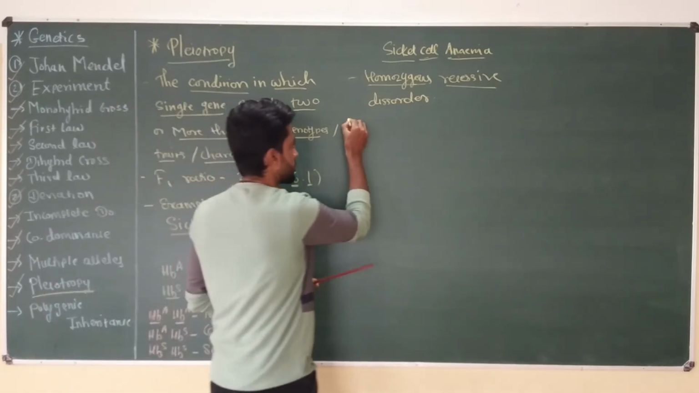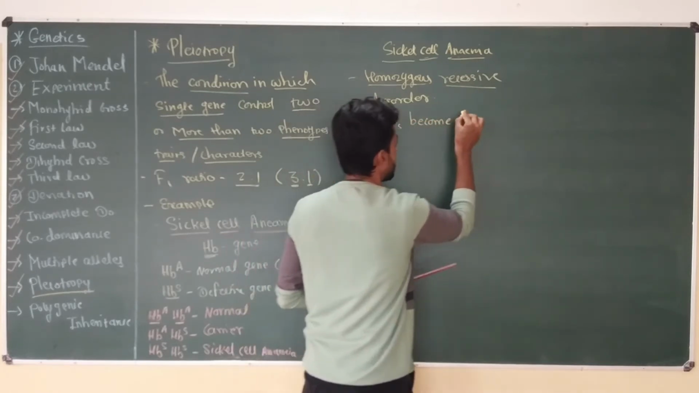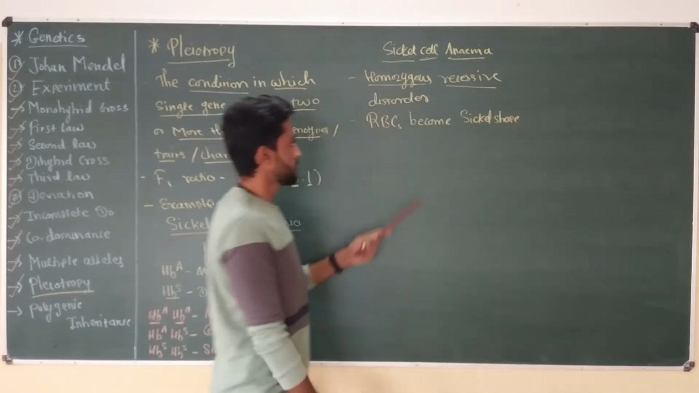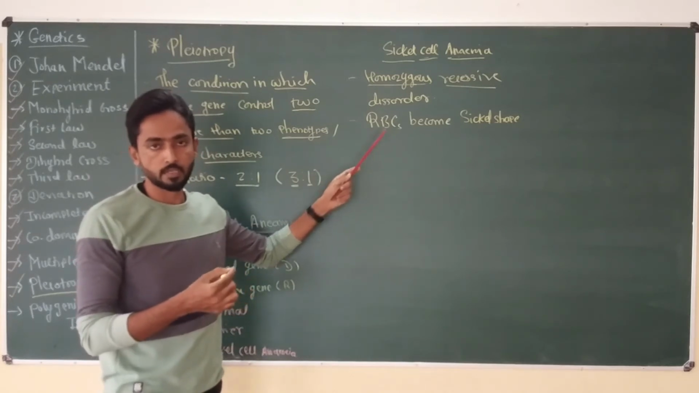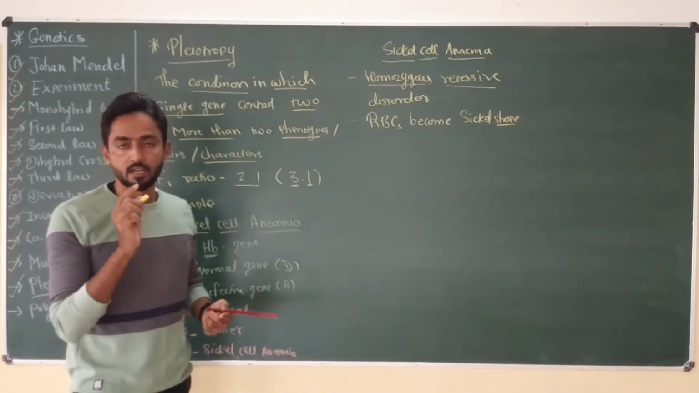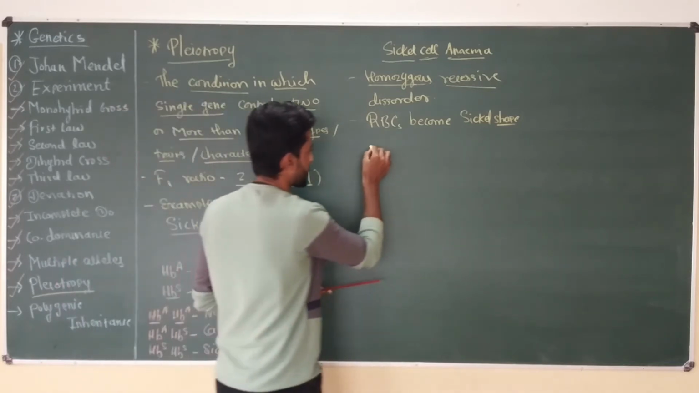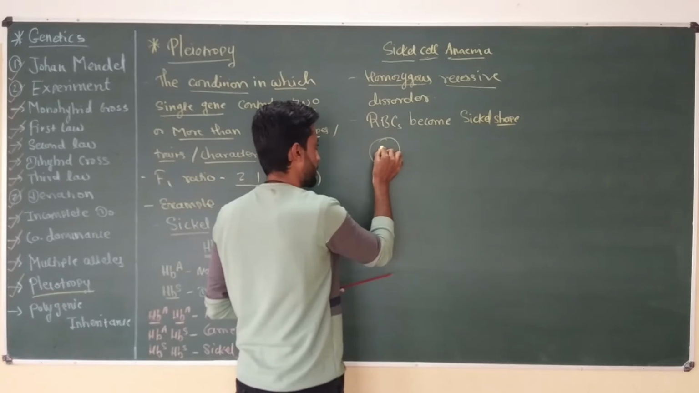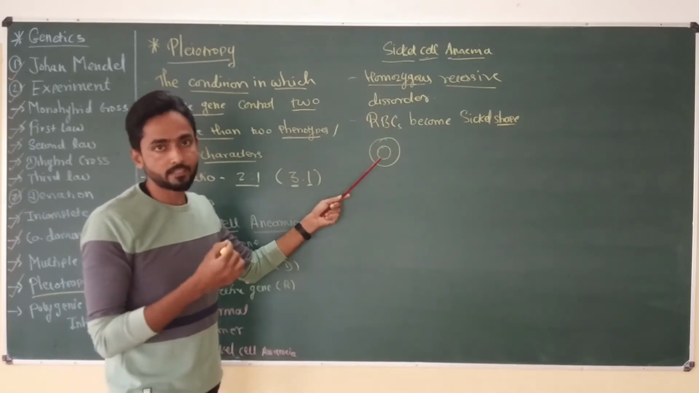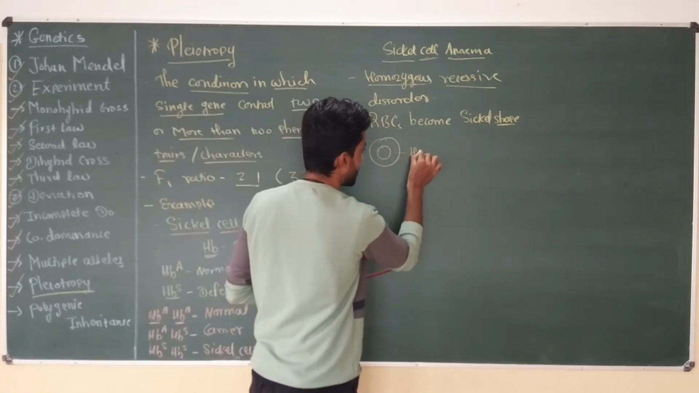In this type of disease, the RBC becomes sickle shaped. Okay, so this is the first and most important symptom. The normal shape of red blood cell in our blood is round and biconcave. They are disc shaped, rounded structures with depression in the center. So they are biconcave rounded cells and they contain a large amount of hemoglobin inside them.